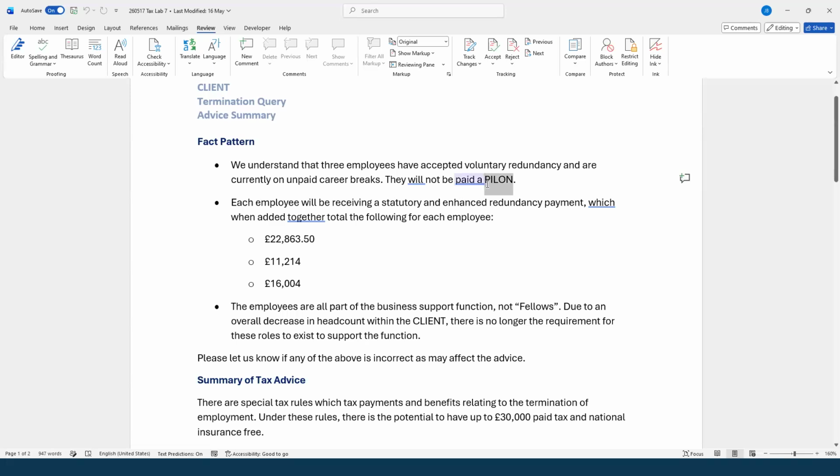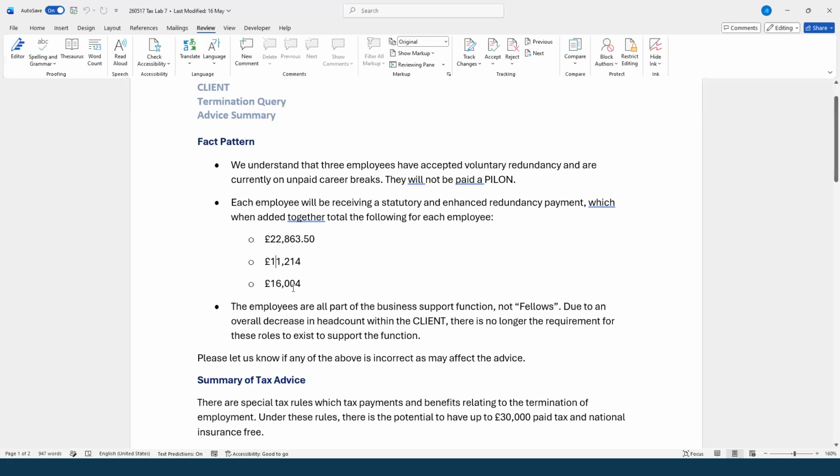So if it wasn't clear that the client knew what this was, you definitely want to say this in long form and then define the abbreviation to make it clear. But in this case, this advice was going to someone in HR, and they knew what this meant. So this is fine. Each employee will be receiving a statutory and enhanced redundancy payment, which, when added together, total the following for each employee.